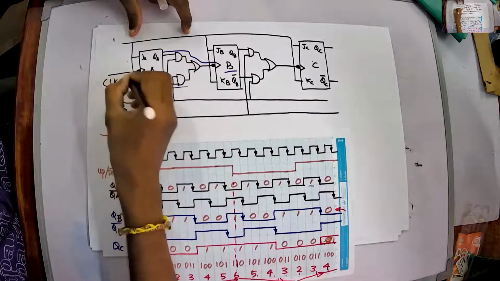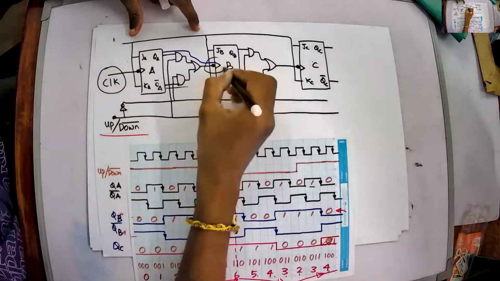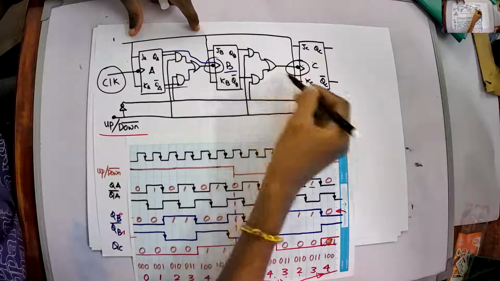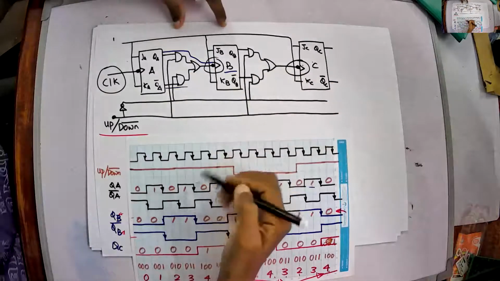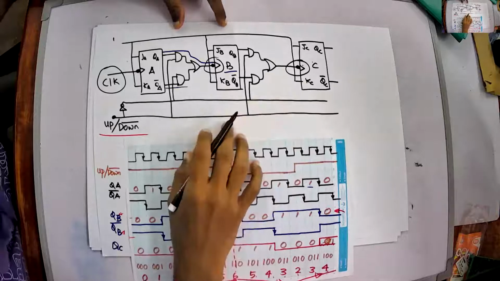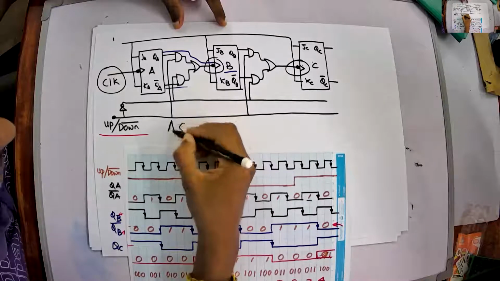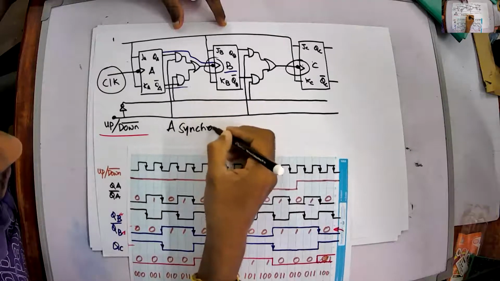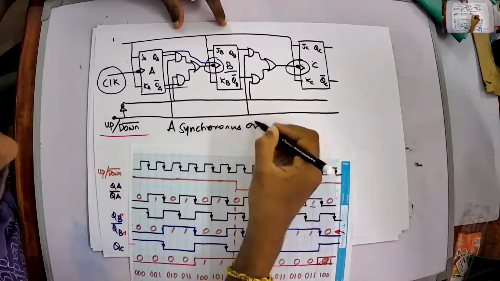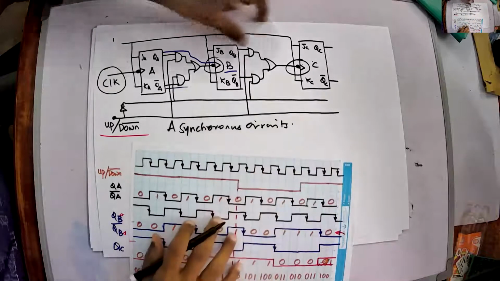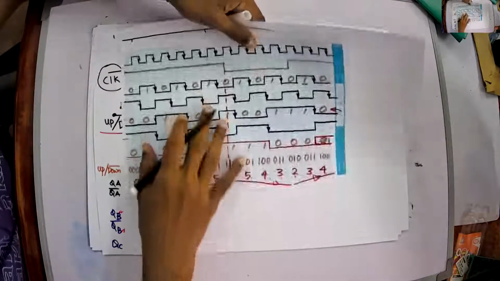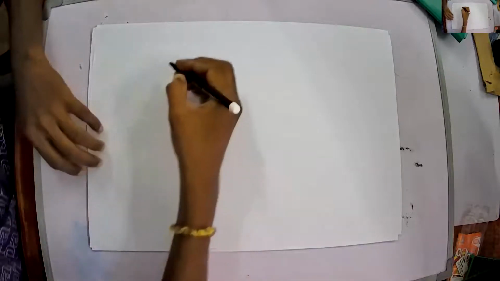Only for the first one you are using the clock signal, and all the other flip-flops are fed with different clock signals. Since we are using different clock signals for different flip-flops, we call these circuits asynchronous circuits. We have another type of counters, which are called synchronous counters. We'll see how we can design these synchronous counters.